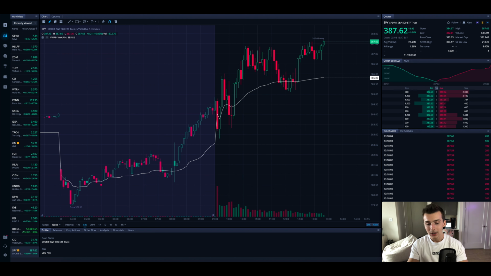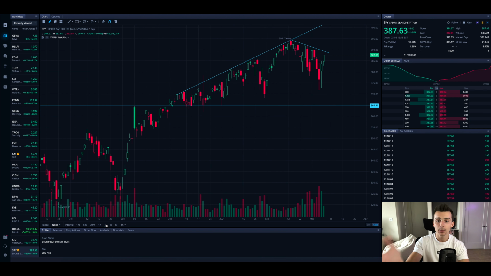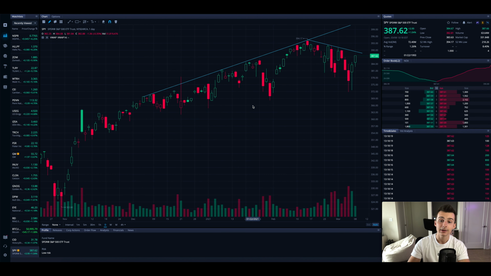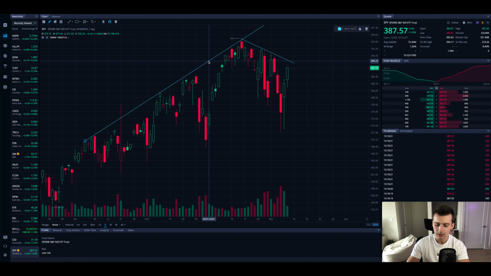So what I want to use first is SPY, the S&P 500 ETF, okay? I have a couple lines drawn in on this one that are resistance lines. The reason why I have these lines, so we can get rid of this one right here, is because these are areas where I saw resistance. And we're going to talk about this really quick.